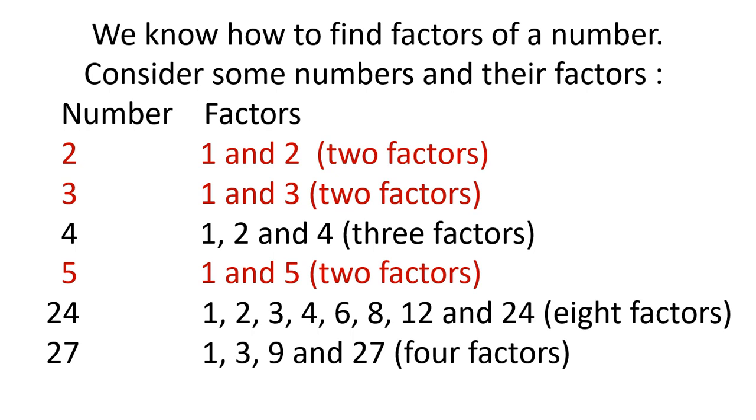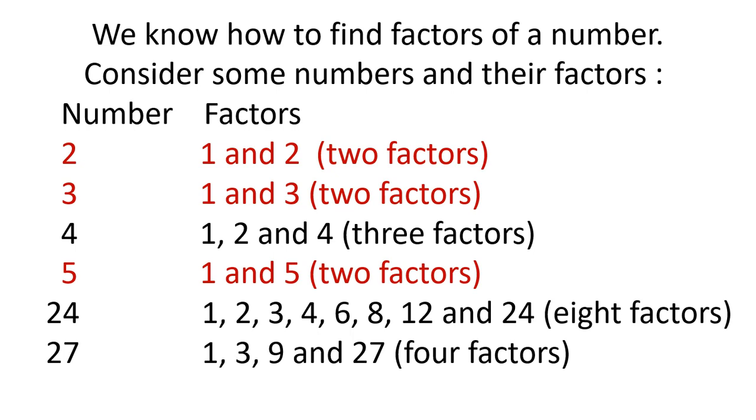Number 2. It has got two factors 1 and 2. Number 3 also has got two factors 1 and 3. Number 4 has got three factors, that is 1, 2 and 4. Number 5 again has just two factors, that is 1 and 5. Number 24 has got 8 factors, 1, 2, 3, 4, 6, 8, 12 and 24. And number 27 has got 4 factors, that is 1, 3, 9 and 27.